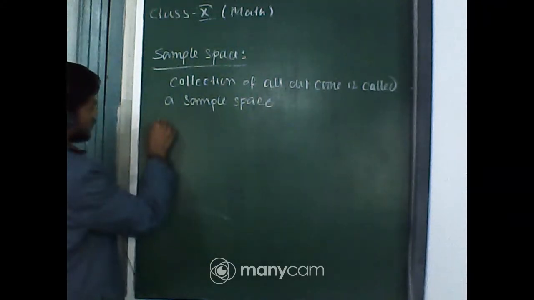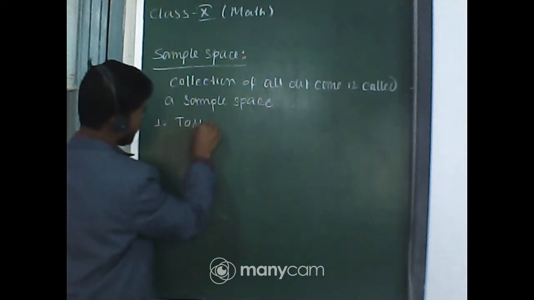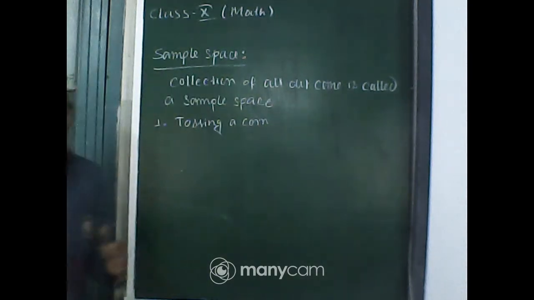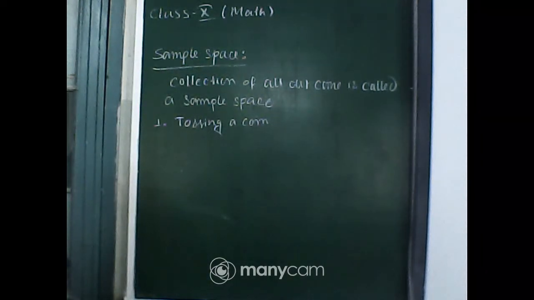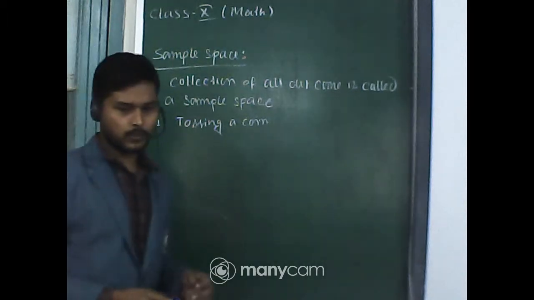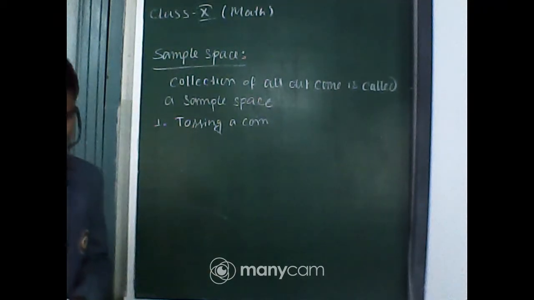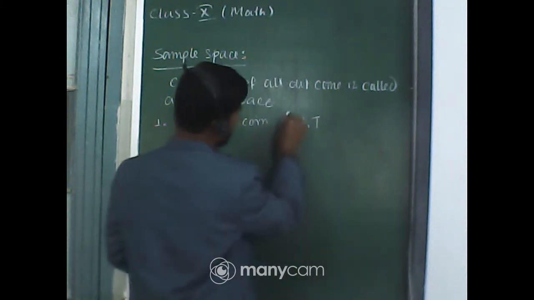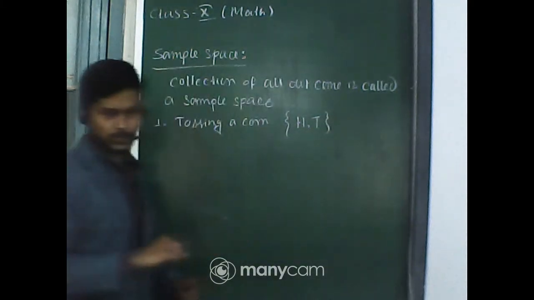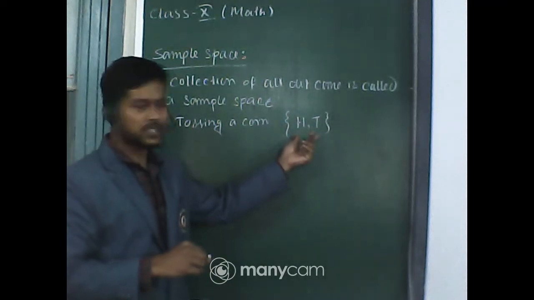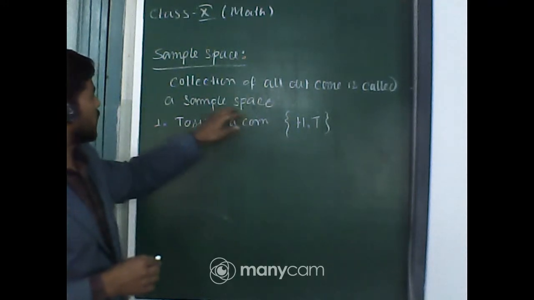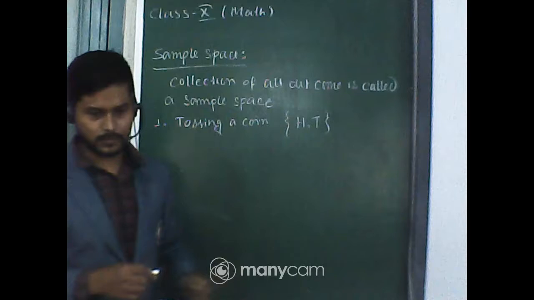For example, in case of tossing a coin, what will be the possible outcome? Yes, it will be either head or tail. If I collect the outcomes, then this collection is called the sample space or the event space corresponding to the random experiment of tossing a coin.